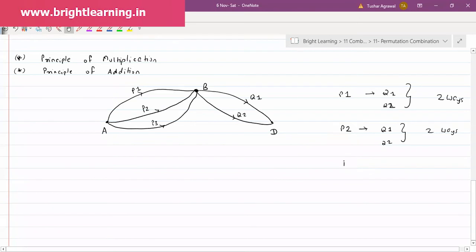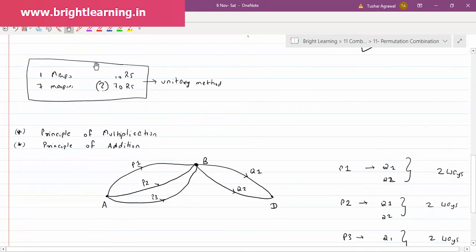Got it, sir. Okay, then P3. So from P1 two ways, from P2 two ways, and from P3 two ways, totally it is 6 ways. So actually, the better way of saying it is 3 multiplied by 2 ways. So why multiplication? Because actually it is repeated addition. So can you see that it is again an application of the unitary method? Sir, how unitary method? Yes, sir.